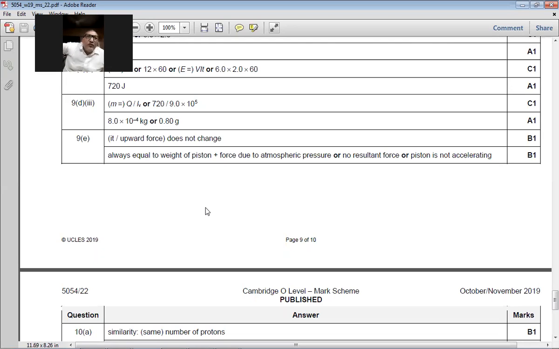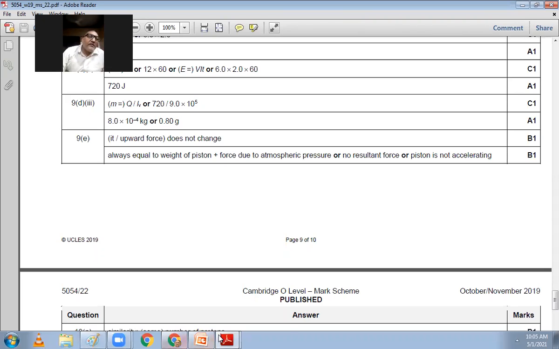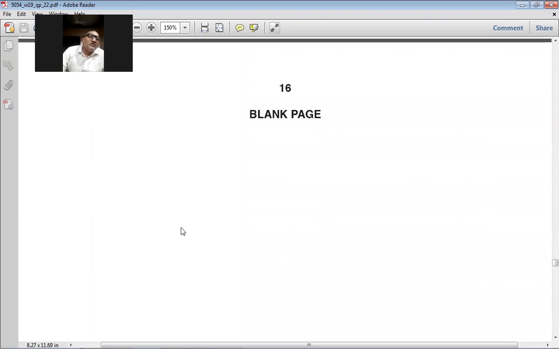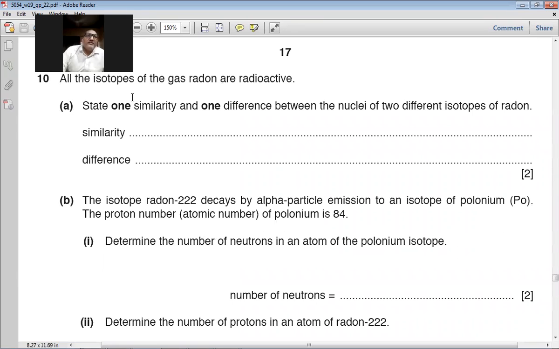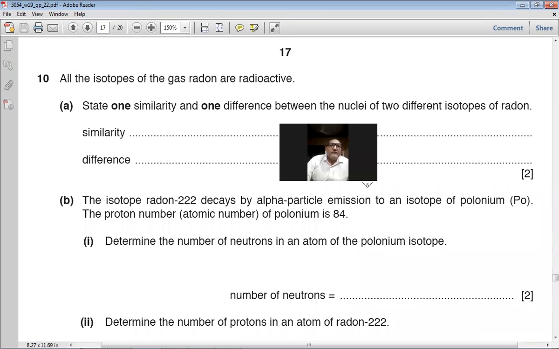So hopefully you have understood this. This answer is also a little tricky one, a 2 mark question. So let's go to the next question. Question number 9 is done. Now we are moving to question number 10. Here we go. A 2 mark question.